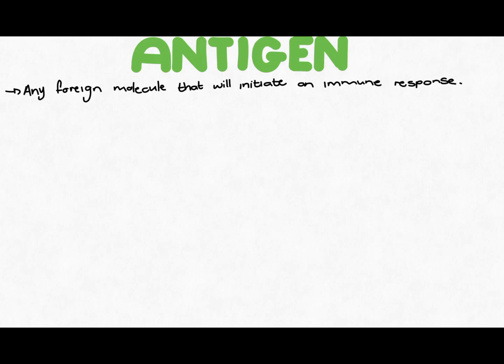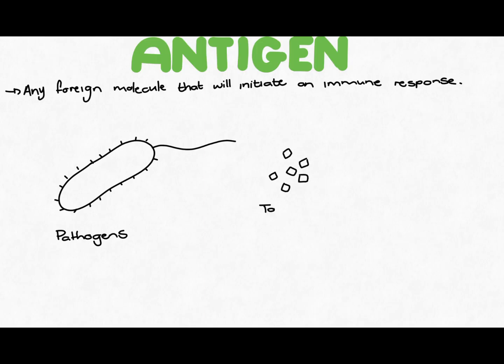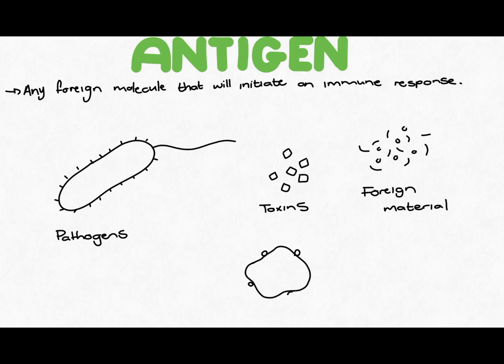Most antigens are proteins or polysaccharides. Polysaccharide refers to a complex sugar. These molecules are often found on the surface of pathogens and cells, like viruses, bacteria, and fungi. They can also be found on toxins that are released by pathogens, and on any foreign material. Anyone that's ever had hay fever would know that grass and pollen can initiate an immune response, and then also on our cells themselves. Especially on cancer cells, we get foreign antigens as well.